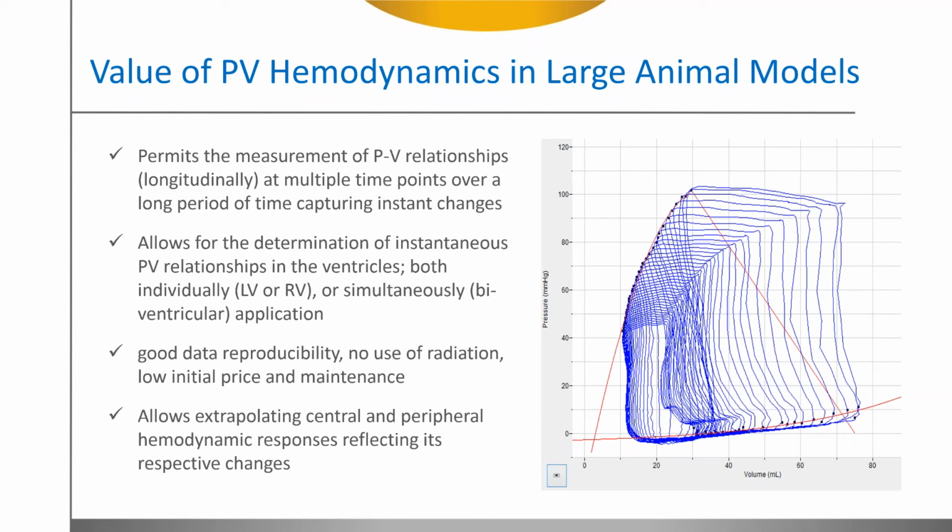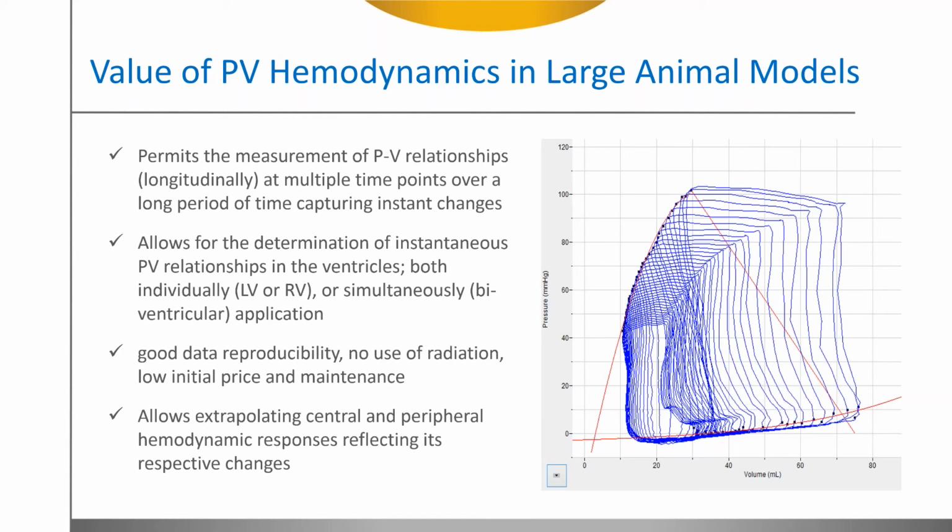It allows more than just cardiac MRI, for example, or longitudinal echo, in that a cardiac MRI is a snapshot at one time, composed together at a later time, without capturing the pressure component and pressure with volume relationship. It also allows the determination of instantaneous PV relationship in the ventricles, both individually, LV or RV, or simultaneously by biventricular application. It also allows good data reproducibility, no use of radiation, for example, and low initial price and maintenance.